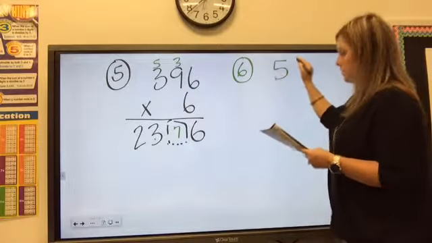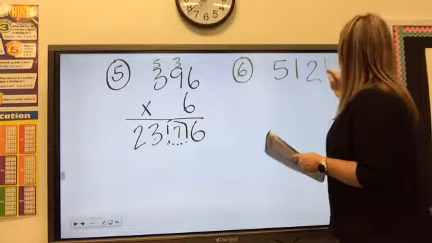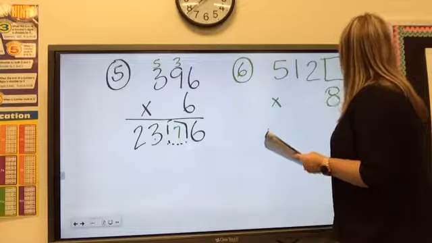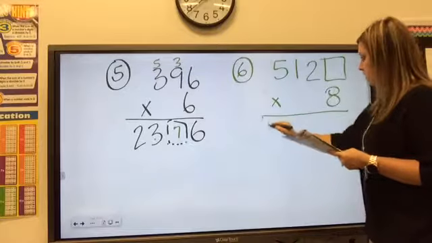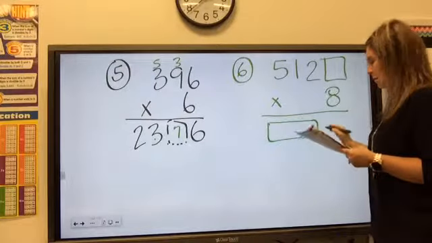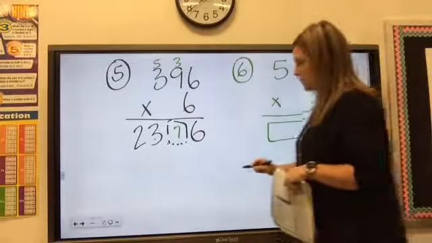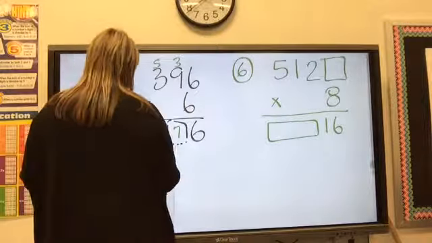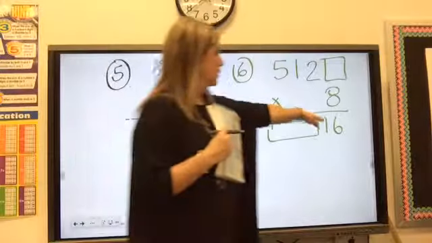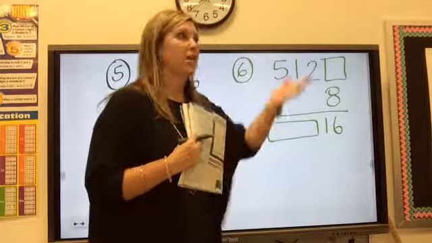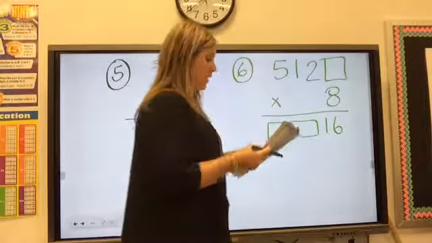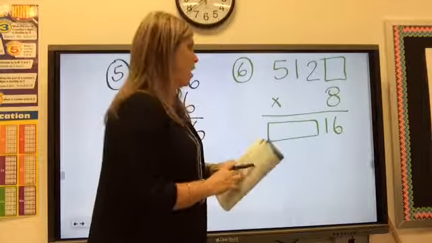6 is 5, 1, 2, blank, times 8. Then you've got a blank, 1, 6. So then you're going to ask yourself, what times 8 is going to be giving me 16? I just said 16. And it can't be 16. It may or may not be 16. Okay? In fact, it's not.